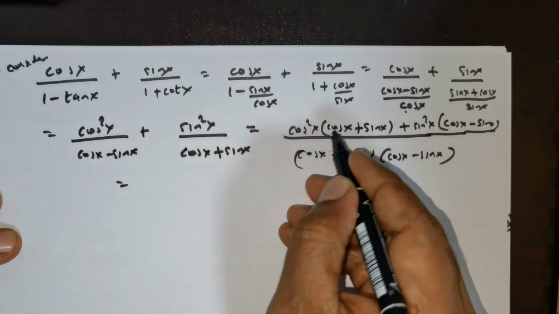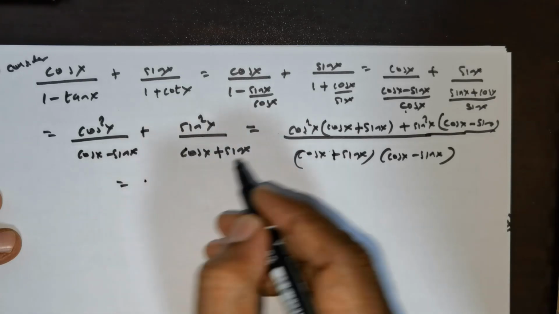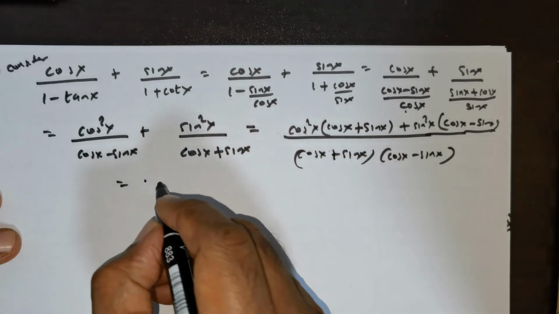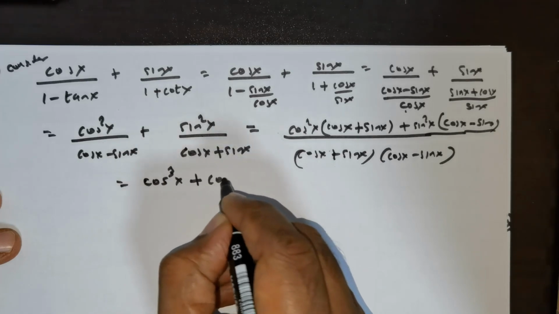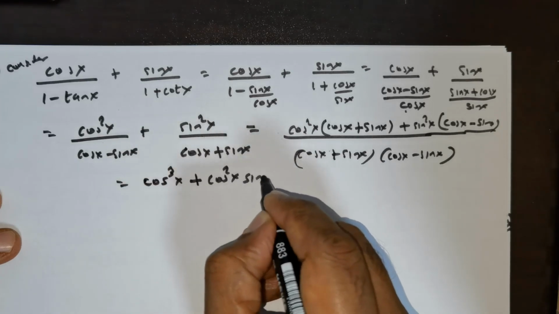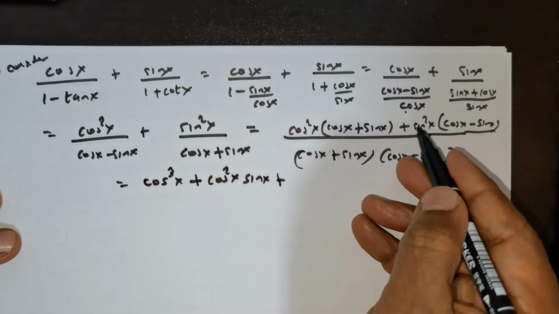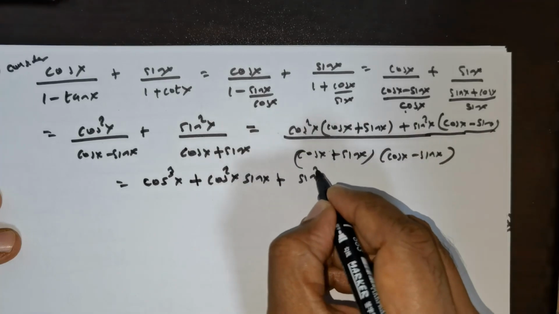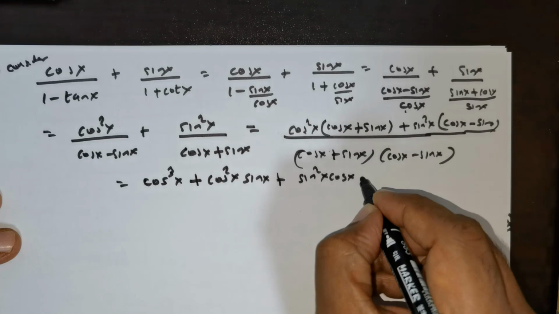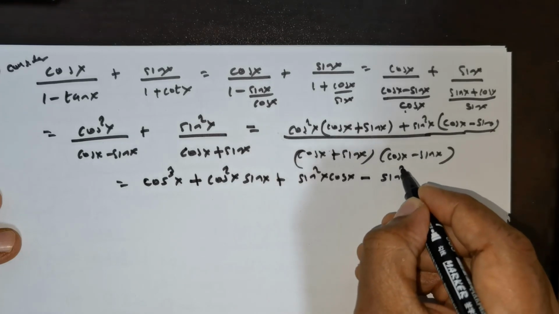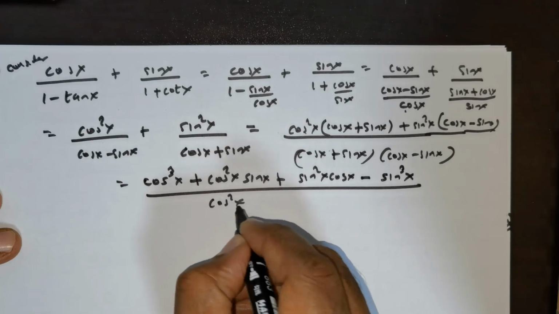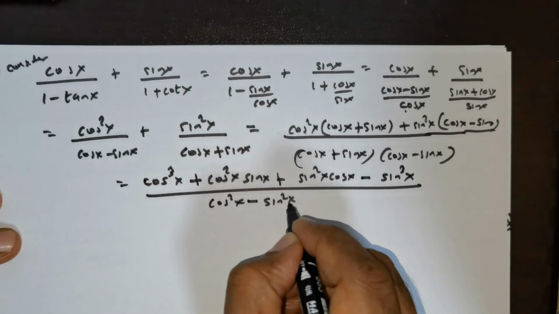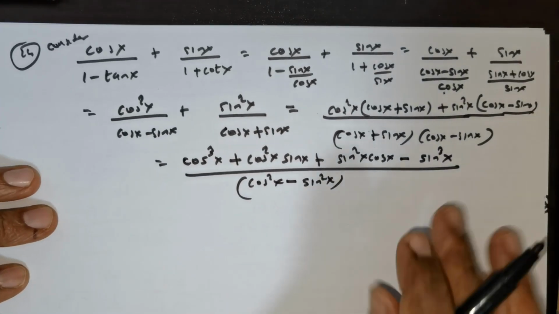So that is equal to cos squared x into cos x, that can be multiplied. So cos cubed x plus cos squared x times sin x plus sin squared x into cos x minus sin cubed x divided by cos squared x minus sin squared x. This is what we've got.